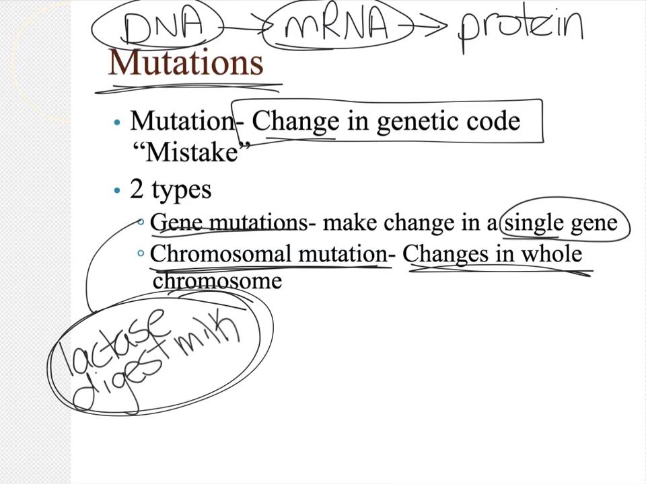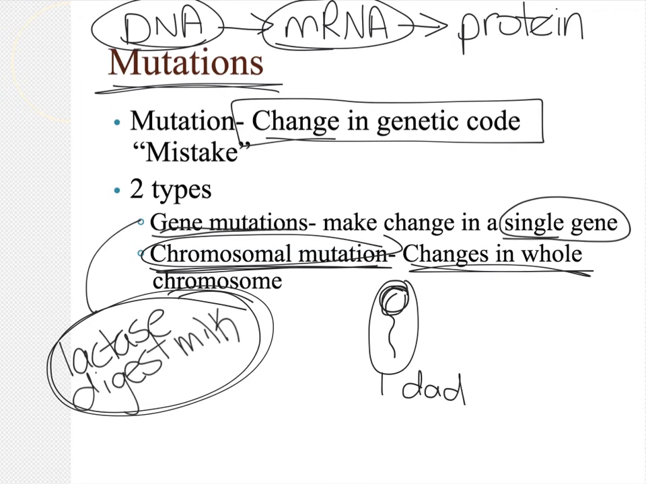For example, a chromosomal mutation, you might have all of chromosome number 1 that you got from your dad, but the whole chromosome has an issue, like a whole piece of it broke off, or a whole piece of it duplicated itself extra. So there's a whole extra piece. That would be a chromosomal mutation. You are going to need to know the difference between those two. We're going to focus on gene mutations next.